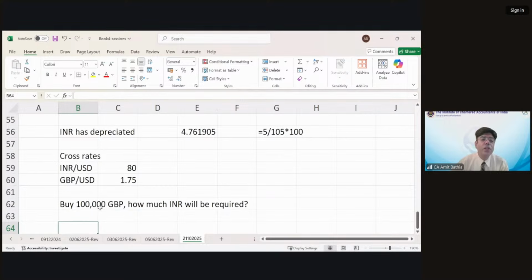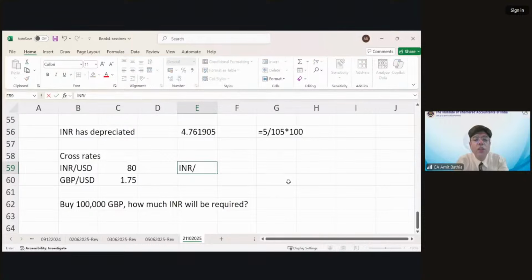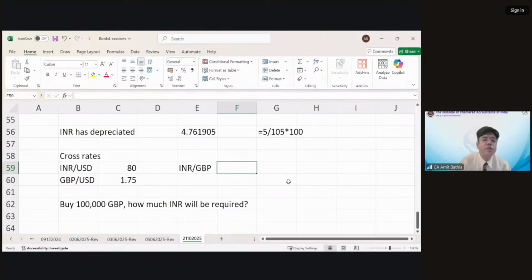I want to buy 100,000 GBP. So what is the rate, first of all, for INR to GBP? Now, since over here your life is a lot easier because I have expressed it in such a way, you can see in both the cases the base is 1 USD, which easily allows you to compute INR upon GBP. If you want to find INR to GBP, you'll be able to find this very easily.